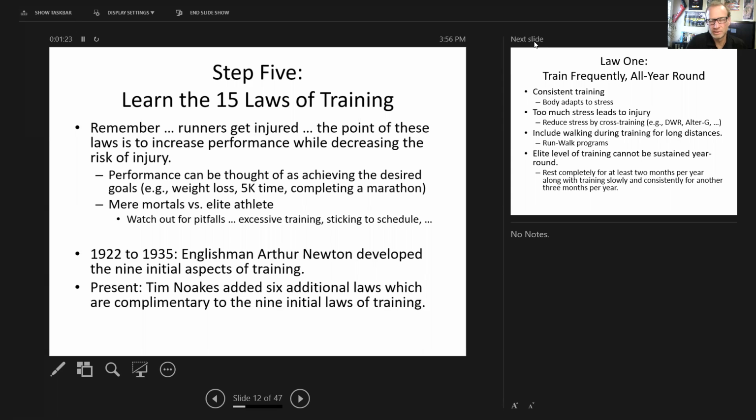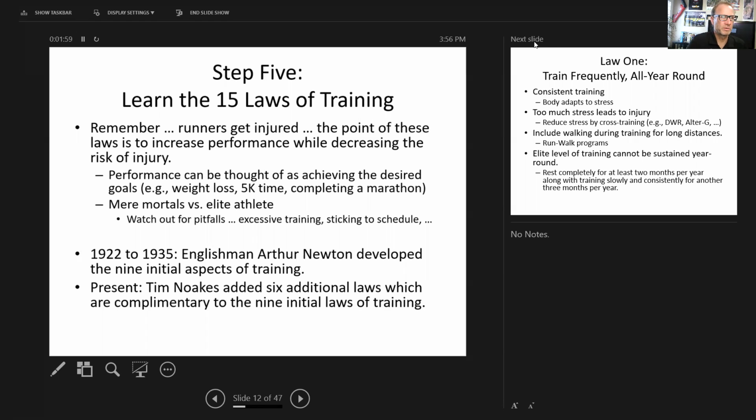Remember, runners get injured. The point of these laws is to increase performance while decreasing the risk of injury. Performance can be thought of as achieving the desired goal: weight loss, 5K time, completing a marathon, what have you. Again, going back to the goals, if I'm trying to help someone get to a sub 21-minute 5K, the training program is going to be a little different than if I'm just trying to train someone to lose 10 pounds and their time of the 5K is not important. So we have to remember that, and we need to build the training program appropriate to that.